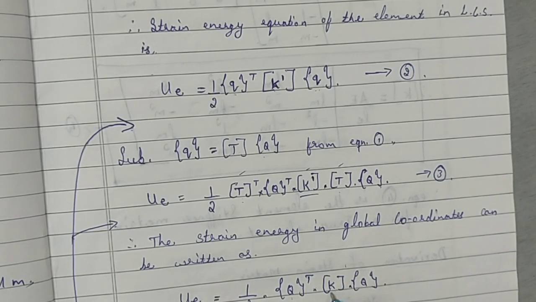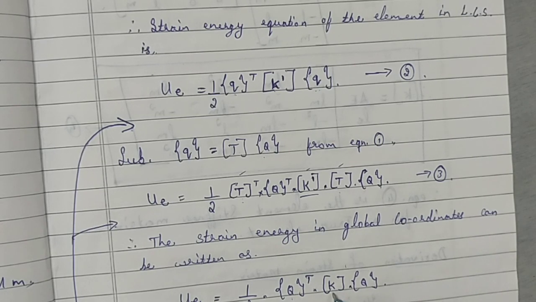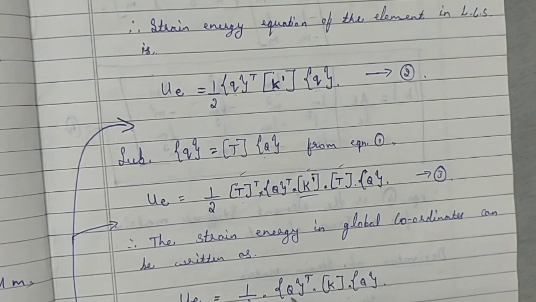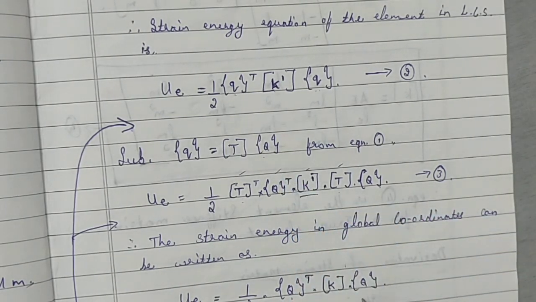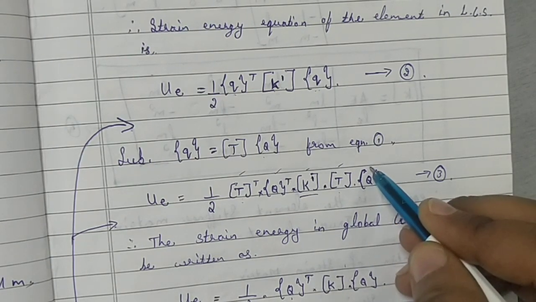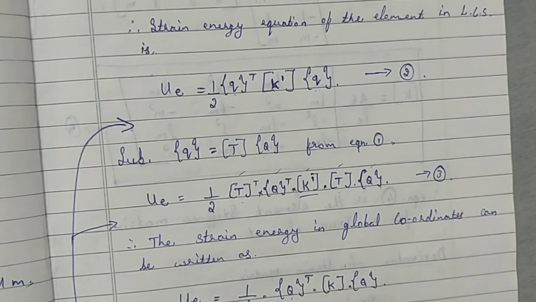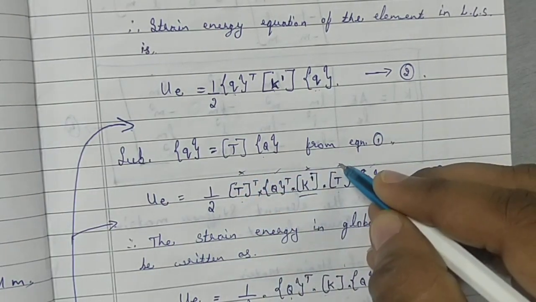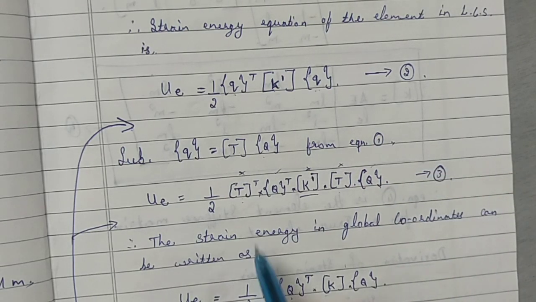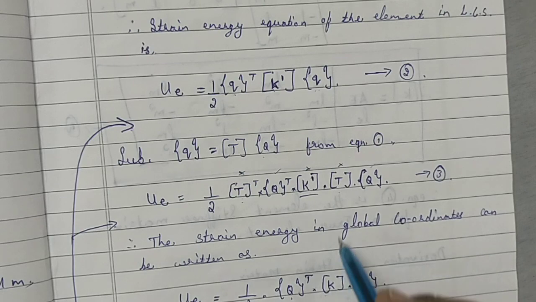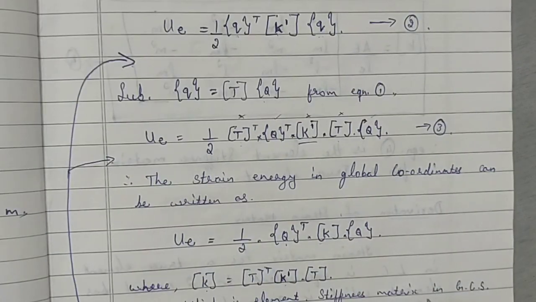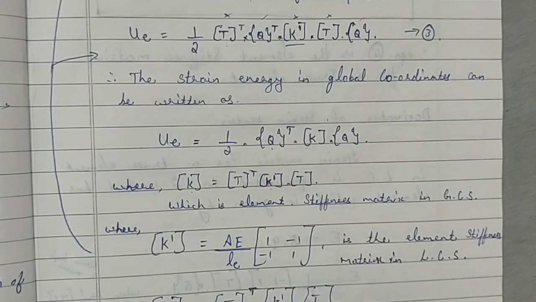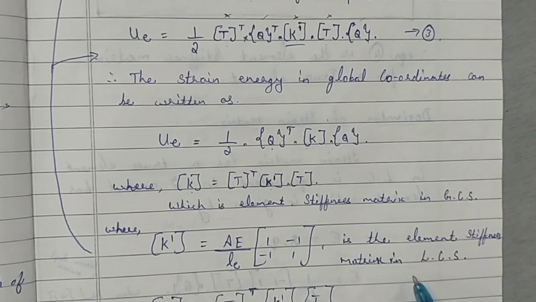K is nothing but T transpose K dash T. Here you can see Q transpose is this one, and capital Q is this one. So whatever is left out, K is nothing but T transpose, K dash, and T, which is the element matrix in the global coordinate system. Here K dash = AE by LE [1 -1; -1 1] is the element stiffness matrix in the local coordinate system.